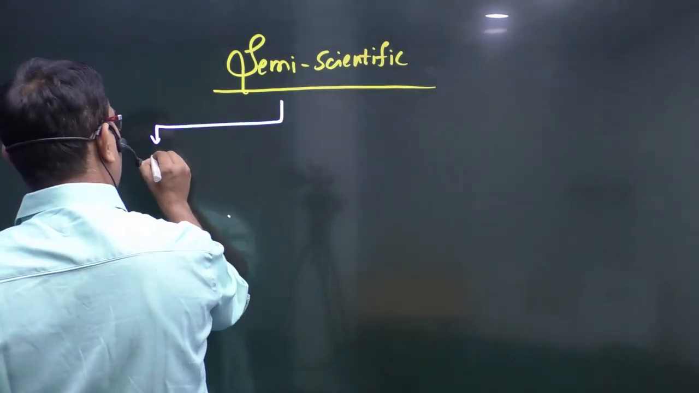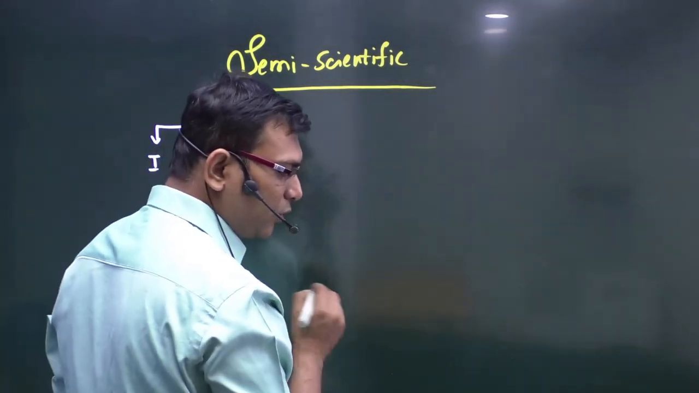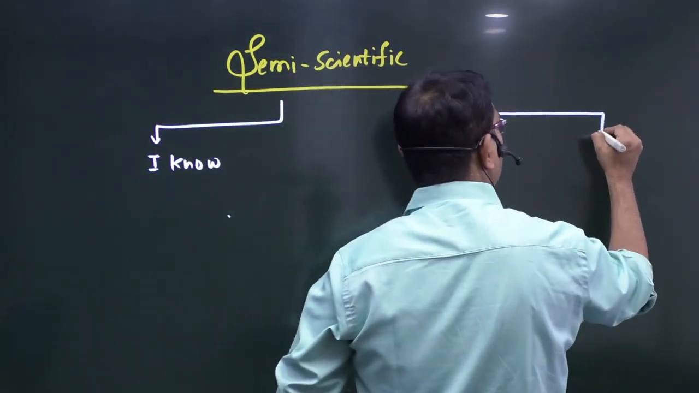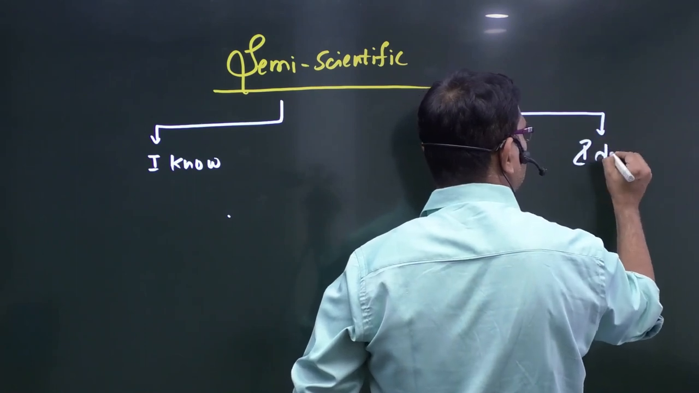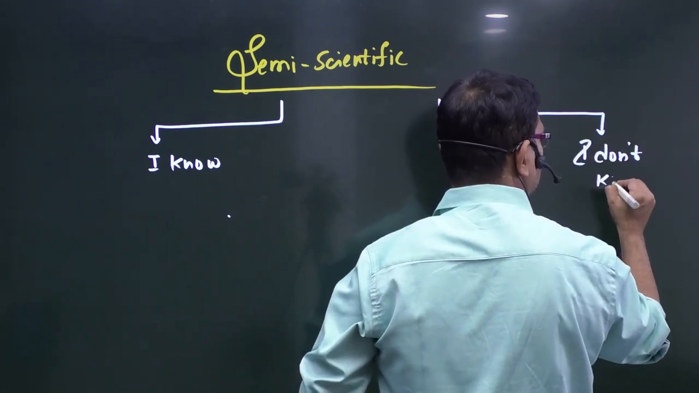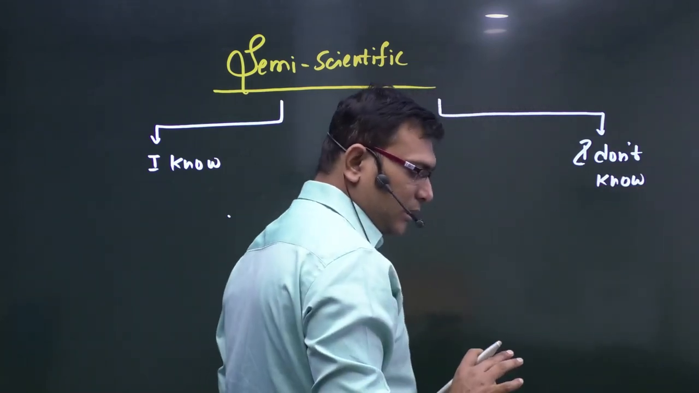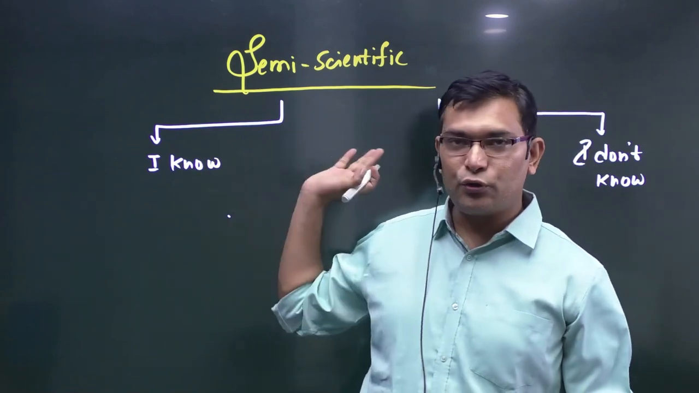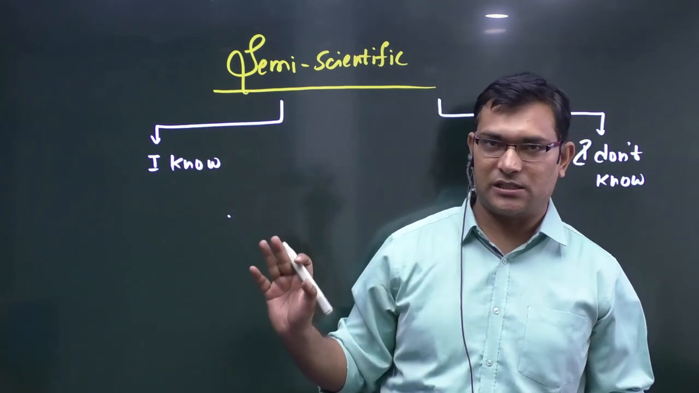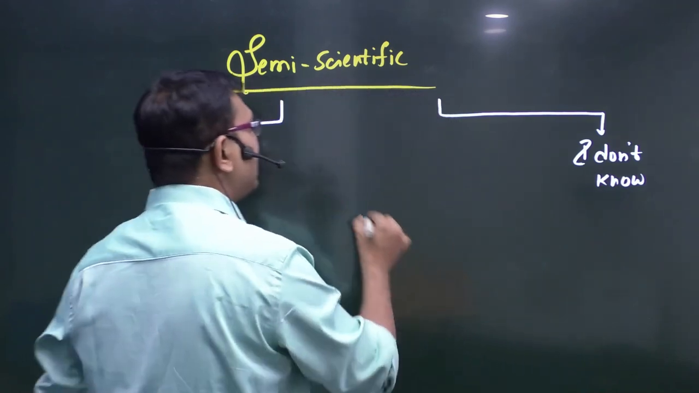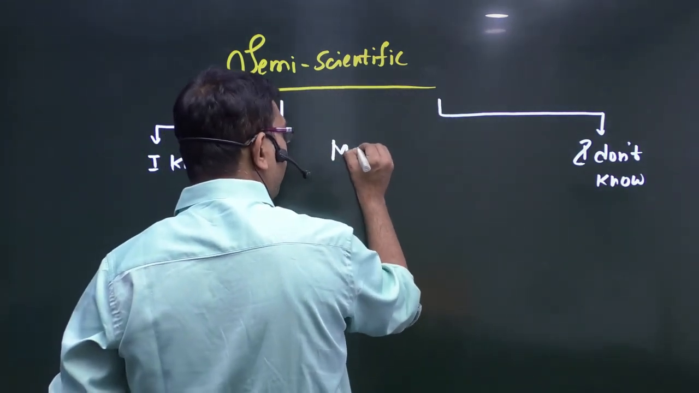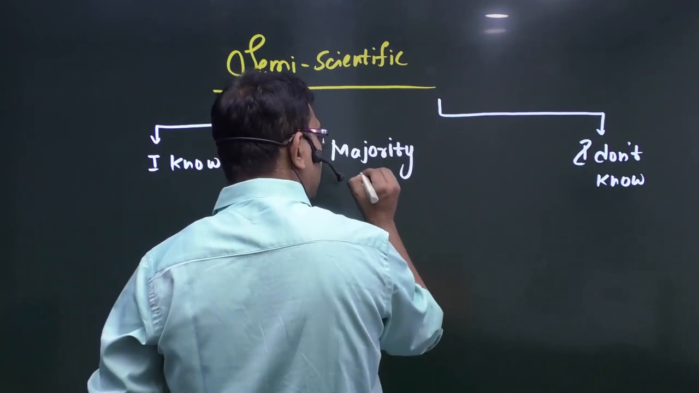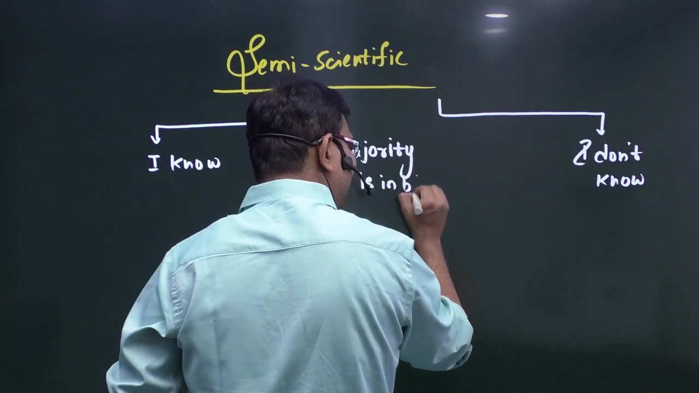there are two things, I know or I do not know, right? But here in the semi-scientific, whether you know or you do not know does not come. It is scientific in nature. So the majority is in between both of them. That is a semi-scientific nature.